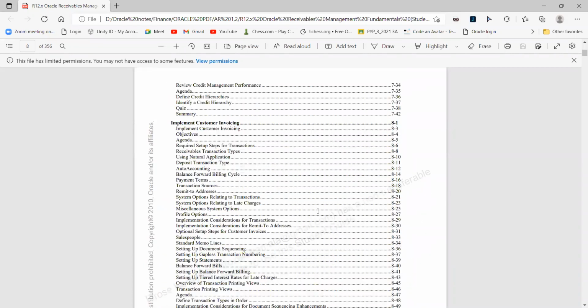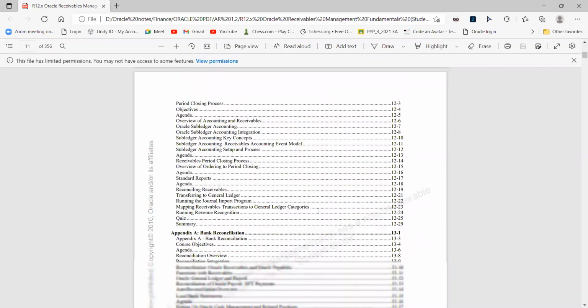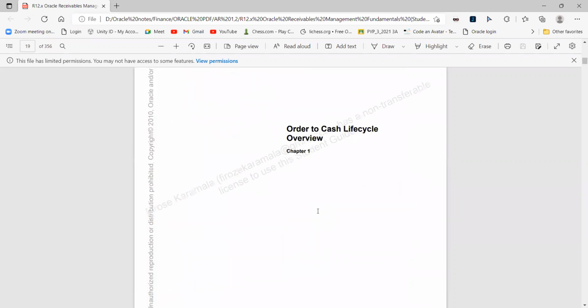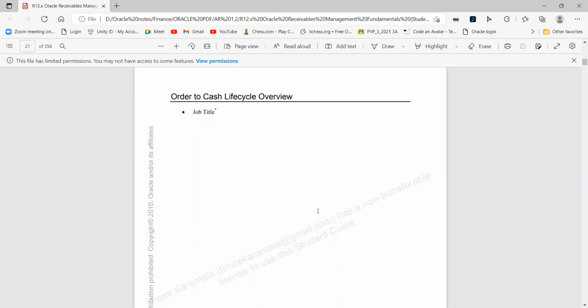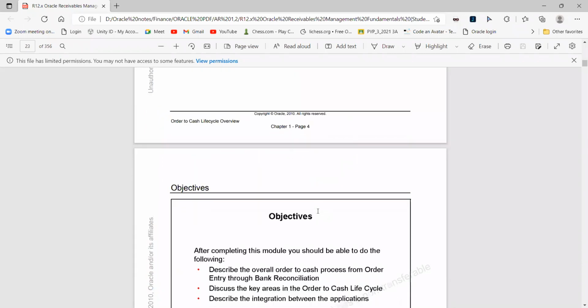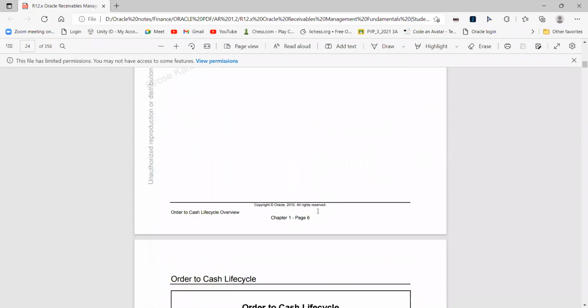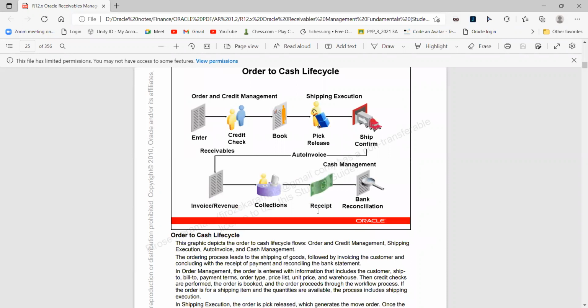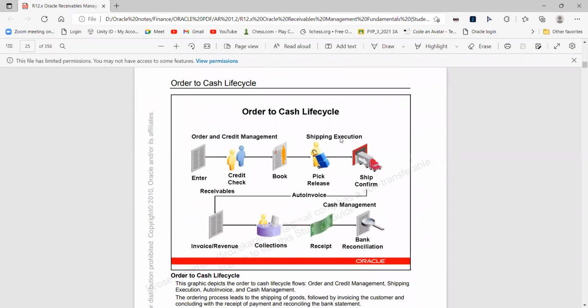Hello? Yes. Okay, order to cash cycle. I only sent you this PDF. Someone read this flow and explain what you understood. Raju, you can start.